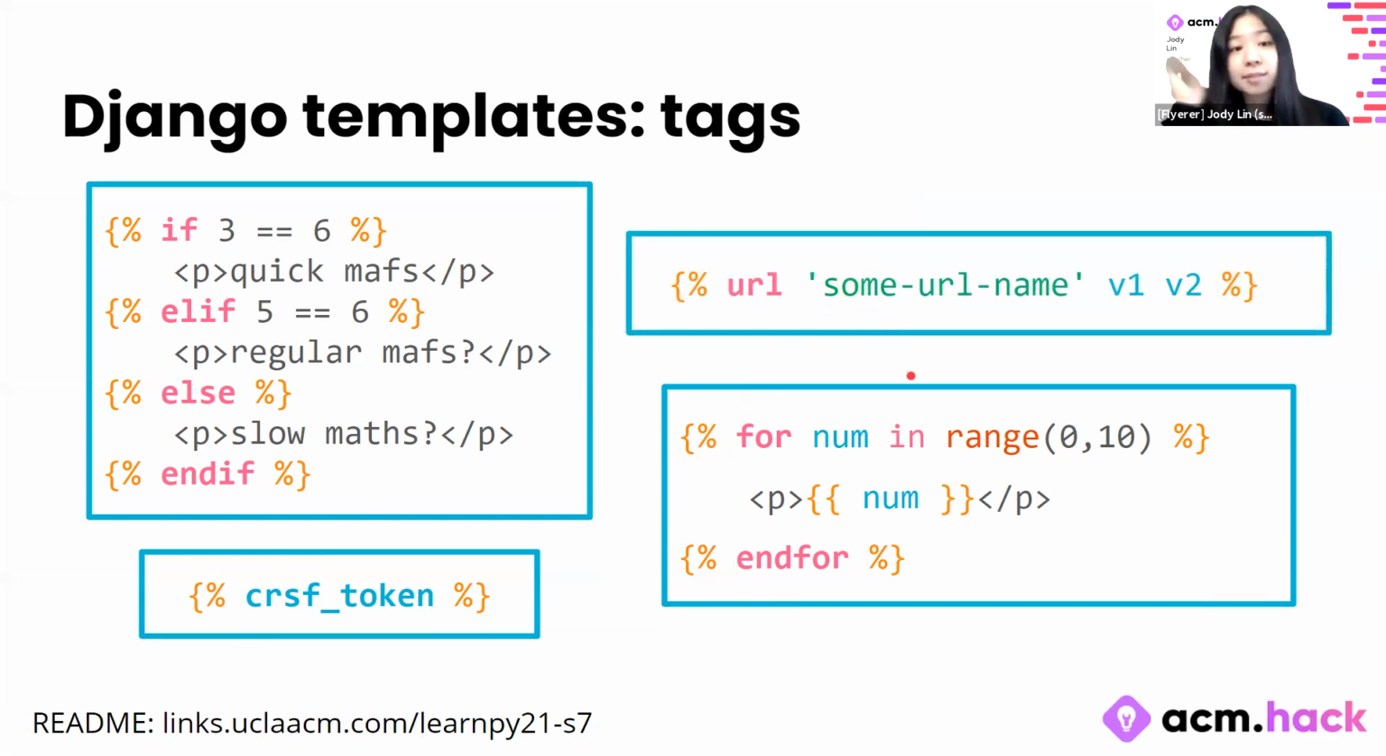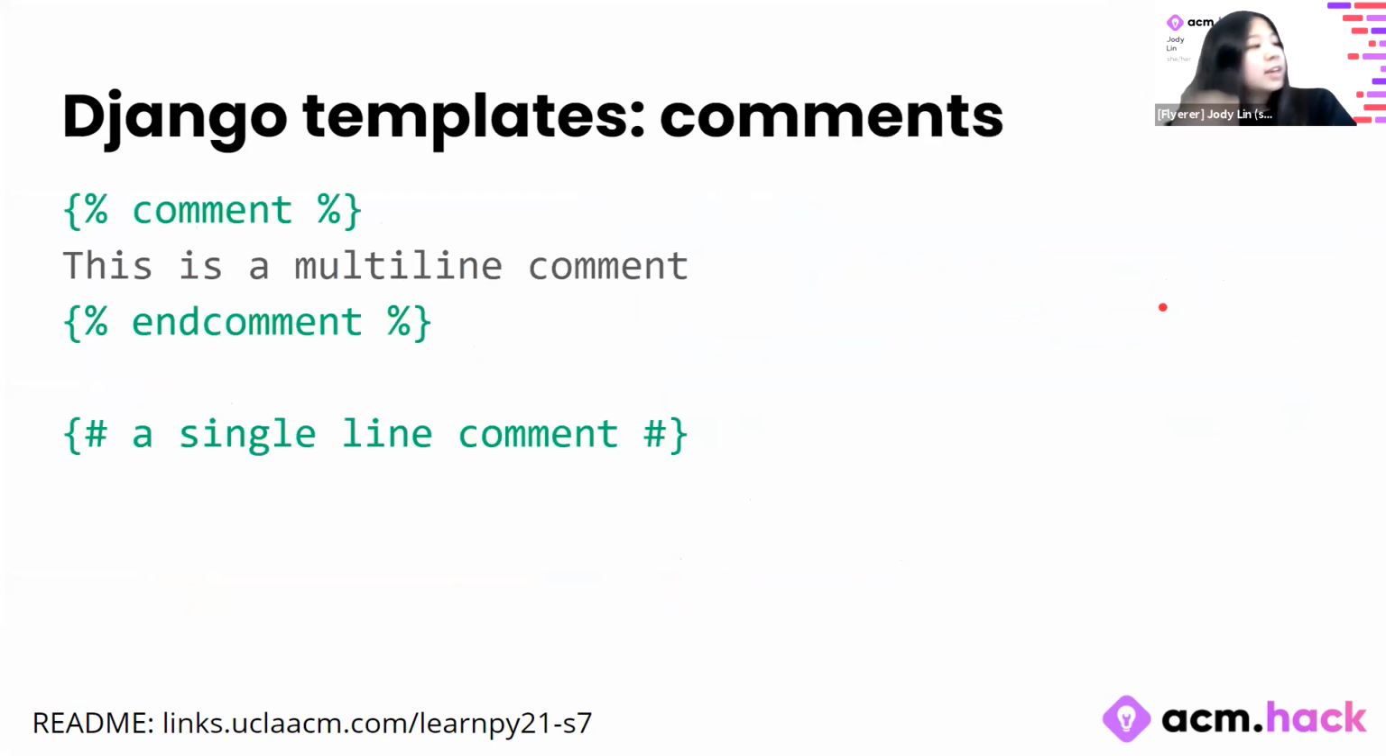So if we want to dynamically generate a URL, we don't have to type in http://google.com/. We can actually use this tag to dynamically generate that. So we'll just give it some URL right here. And then if we want to pass in endpoints like /info/team, we can use some arguments at the end to do that as well. Okay, that is tags. Last is comments.